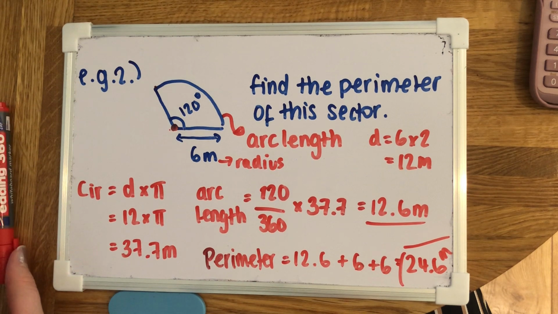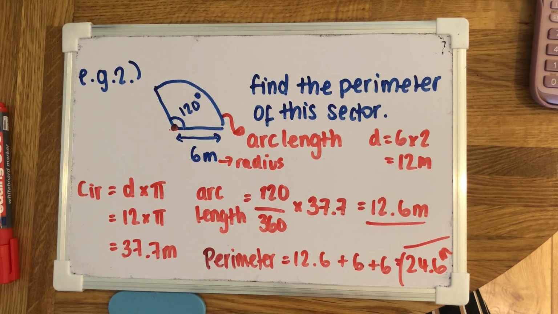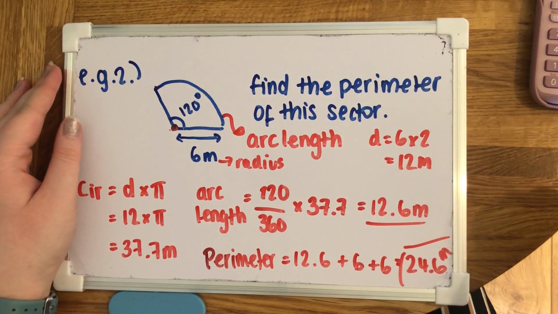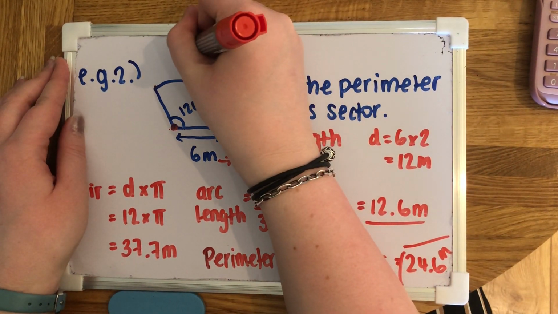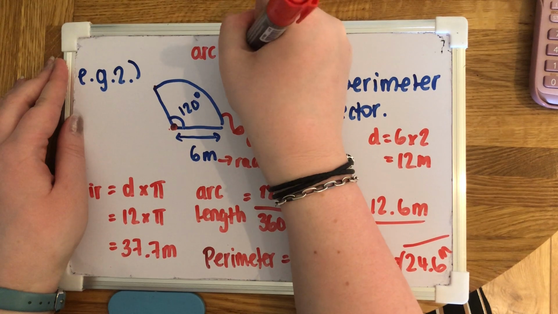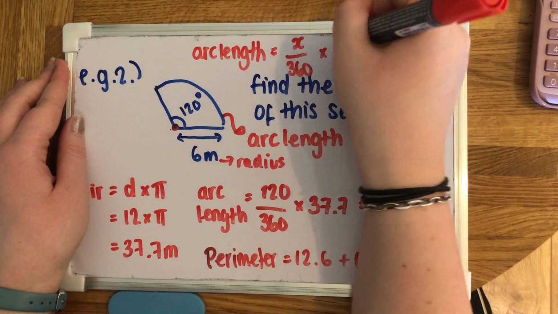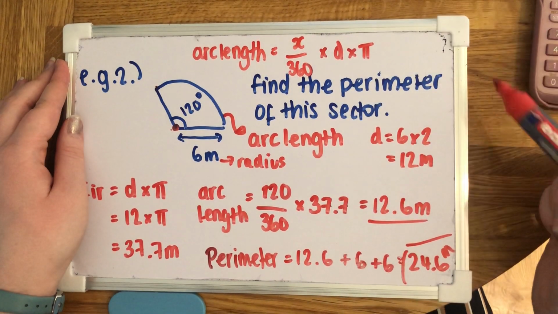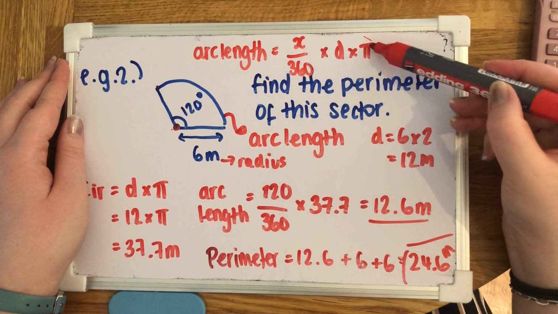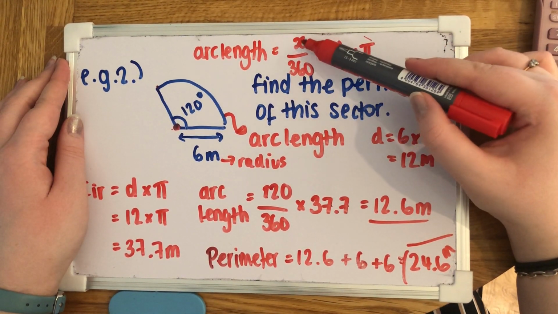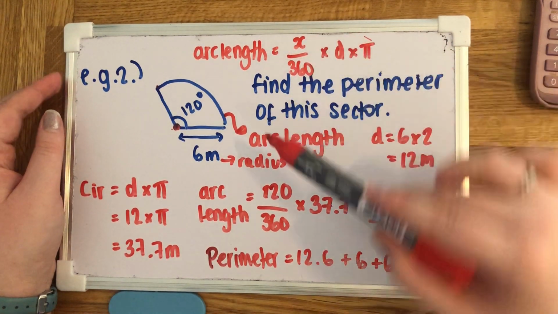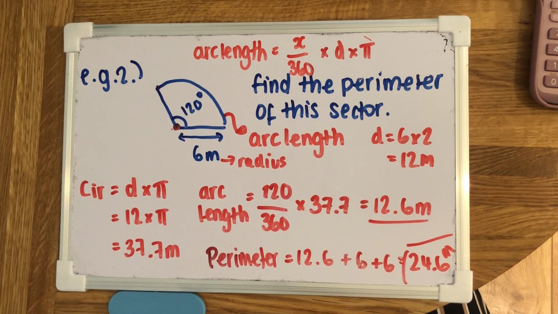So with these questions, when it's dealing with perimeter, just make sure that you start off with working out the arc length, and then once you've done that, you can find the perimeter. Again, if you wanted a formula, I'm just going to write the formula for the arc length. I won't do the perimeter because it gets a bit confusing. So arc length would be x over 360 times the diameter times pi. As I've said before, this bit is just the circumference and this bit is just the part of the circle that we want, and x just represents whatever angle you've got. For our one, it was 120.